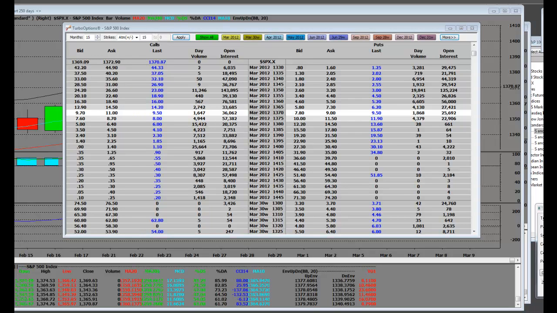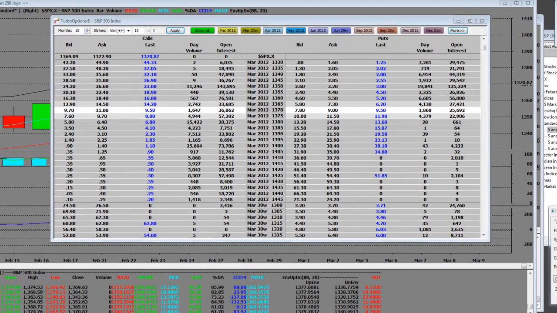MMTs, good morning, 8 o'clock a.m., actually 8:04 a.m., 3/11/2012. How about that? S&P 500 index, call and put side, open interest, different levels that we're looking at.